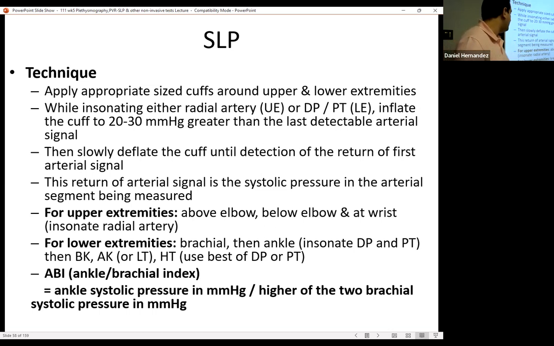It can be done for upper extremities as well. Same cuff placements: we have the brachial, then the proximal forearm, and distal forearm down by the wrist. Lower extremities, we have the brachial.